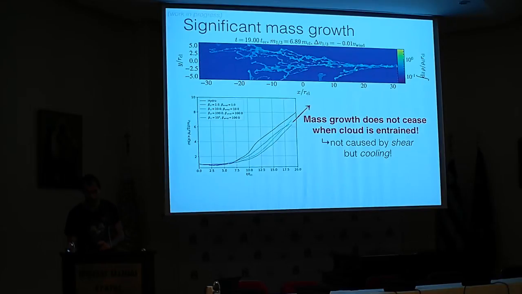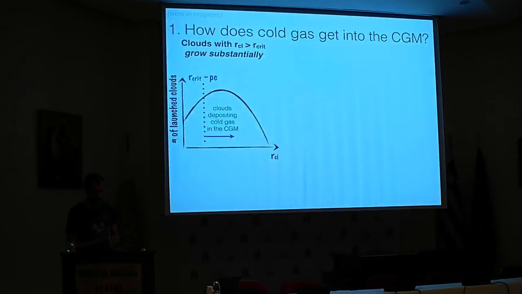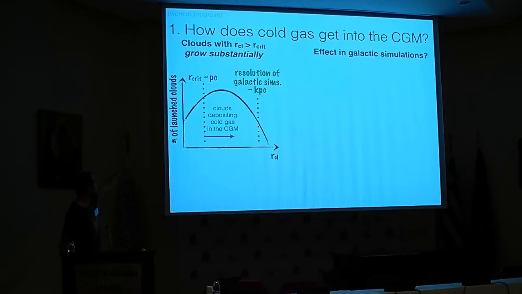So that's nice. I don't know how much time I have left, but now I want to get into question number one. But I kind of already answered, hopefully, a bit of it. So I think this might be important for galactic simulations, because this is this critical scale I talked about, which is parsec. But the resolution of current galactic simulations in the halo or in the CGM is kiloparsec. So that's not good enough. So maybe you don't resolve these clouds that are there.